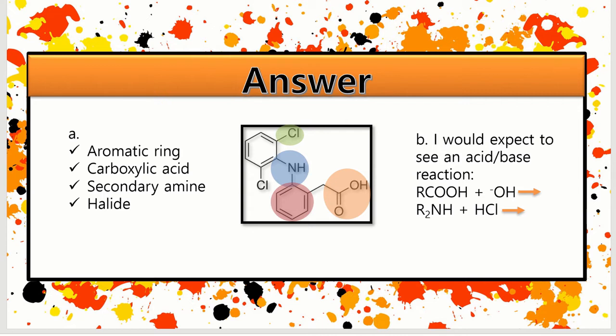All right, so if your answer was for the functional groups, right? So we have aromatic rings, right? We have our carboxylic acid in orange here. We have our secondary amine in blue. And we have our halide in green here, right? So another aromatic ring in red.